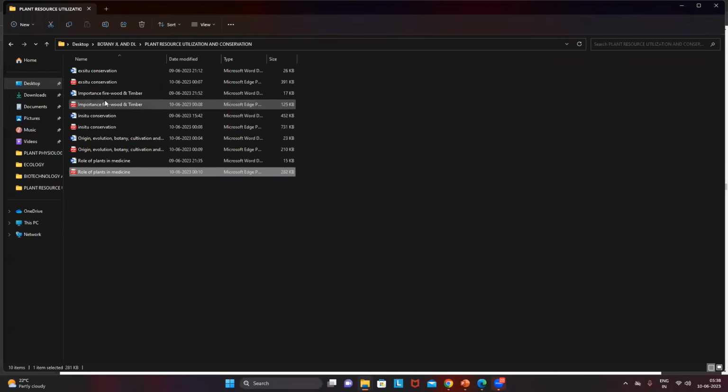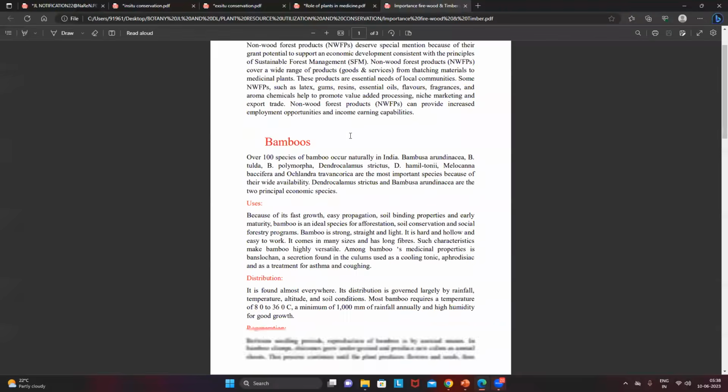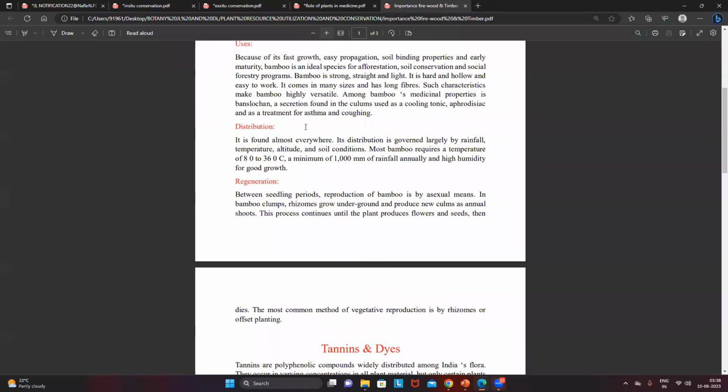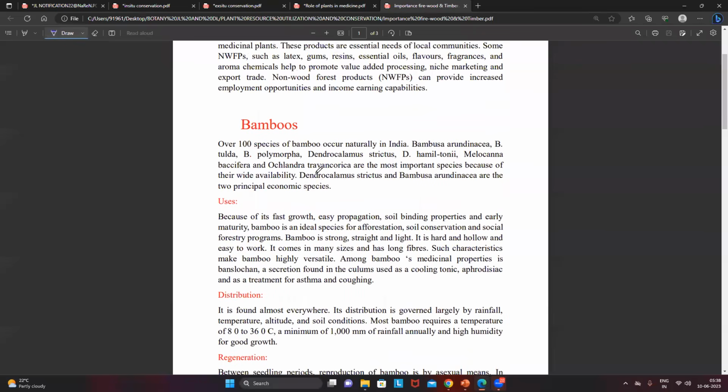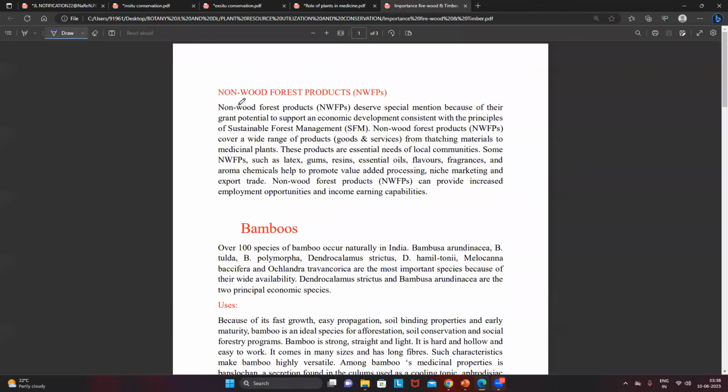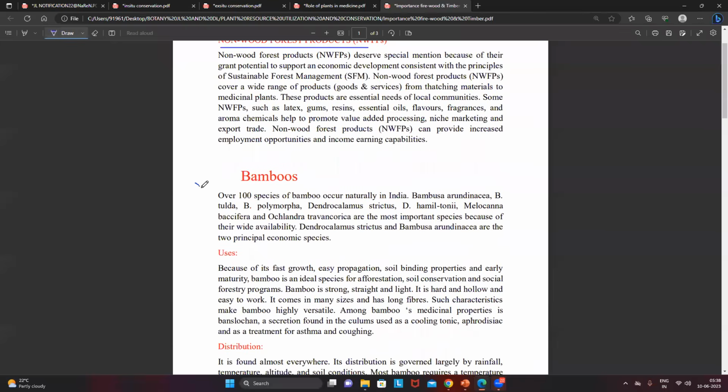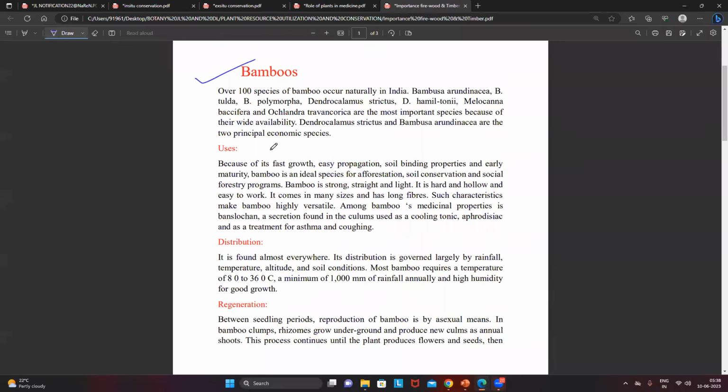So now what you have to do is read the table once again. Don't read everything. If you read everything, you are wasting your time. Once again, I'm telling you, what you have to remember: what are non-wood forest products first of all? What are bamboos?